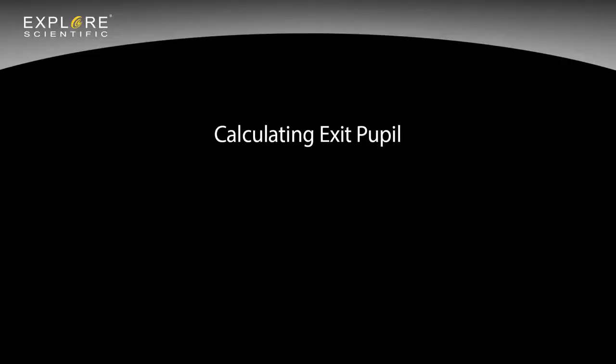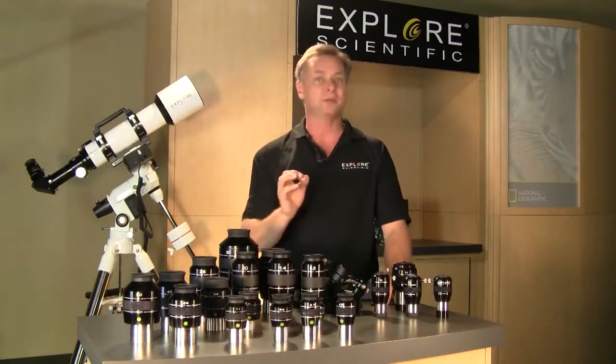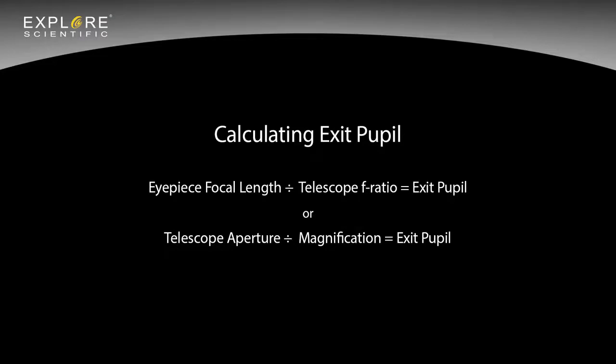This is the formula for calculating exit pupil. You take the eyepiece focal length in millimeters and divide it by the telescope F ratio, and that will give you the exit pupil number. Or you can take the telescope aperture in millimeters and divide it by magnification, and this will also give you the exit pupil number. Both of these numbers will end up being in millimeters.